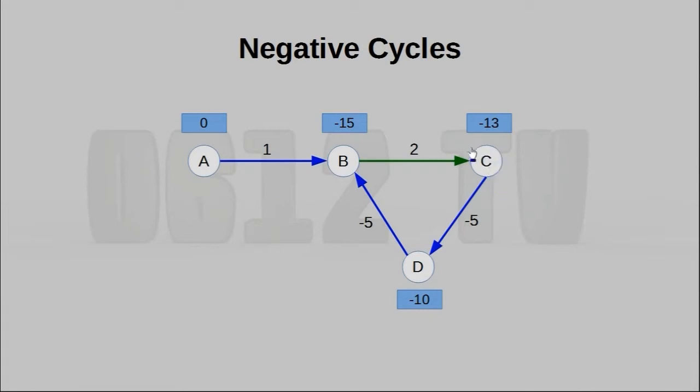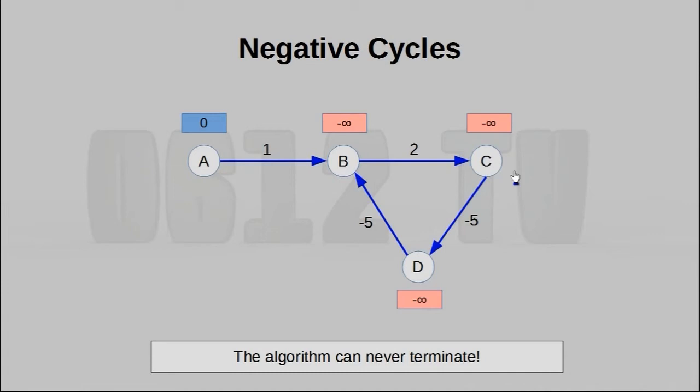Every time we end up at C, we can always go through D to B and then back to C again to get a lower weight at C. And we can do this indefinitely. We can do this an infinite number of times until everything goes to -infinity. So that is why negative cycles are a problem, because the algorithm can never terminate. And that is why the Bellman-Ford algorithm needs to check to see whether there are negative cycles.